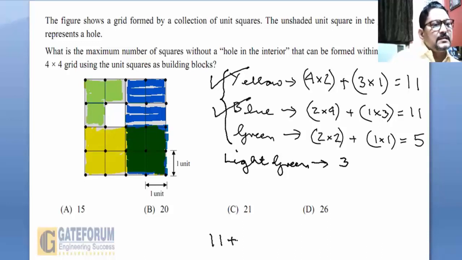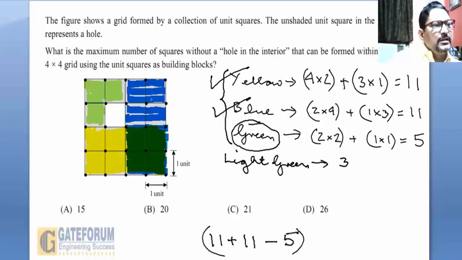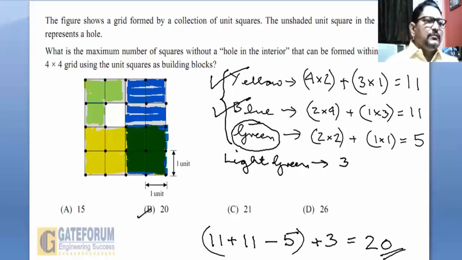So 11 plus 11. But then the green part is common to both. So I am calculating these 5 squares double times. So just keeping in mind the theory of Venn diagrams or set theory, I will subtract it once. So this constitutes the yellow, green, blue, and this portion plus these 3. Let us see what it comes to. 11 plus 11 is 22. 22 minus 5 is 17. 17 plus 3 is 20. And hence there will be 20 small units. So that's how we would solve this one.